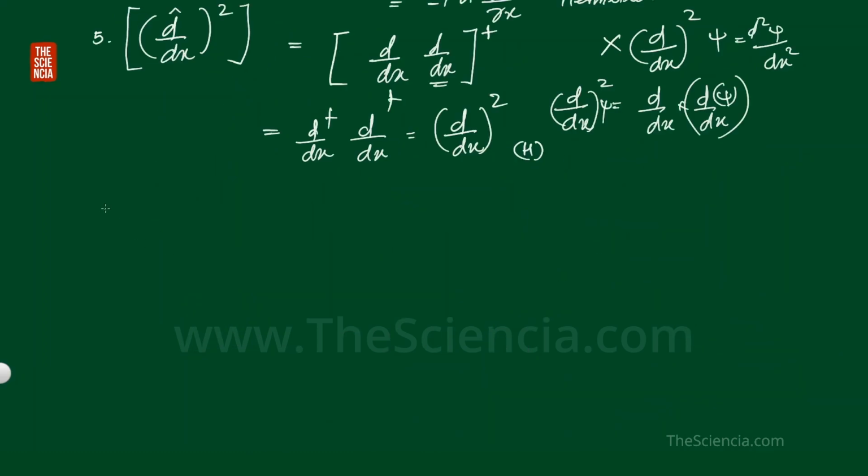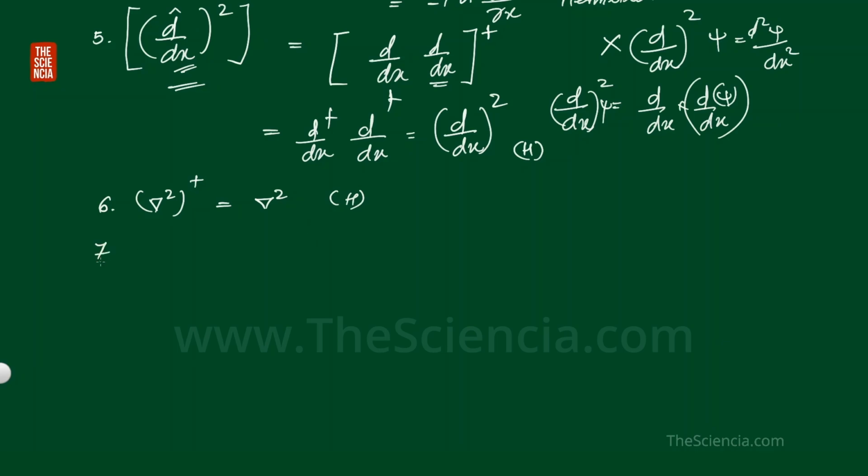Now the sixth one, that is (del squared)†. This is nothing but d²/dx² plus d²/dy² plus d²/dz². So additional terms also will come, that is the only difference. So this one also will behave as in the above case. Again, above we got that it is a Hermitian operator, so del squared is also a Hermitian operator.